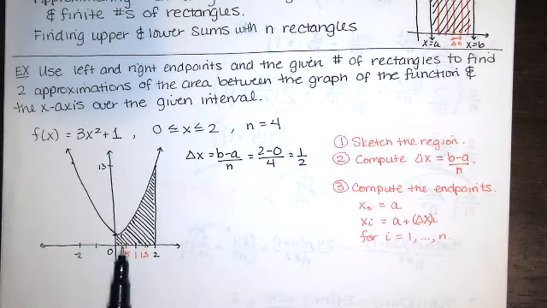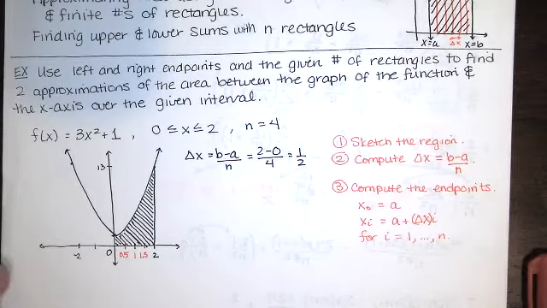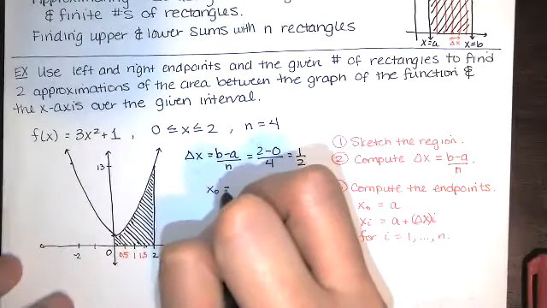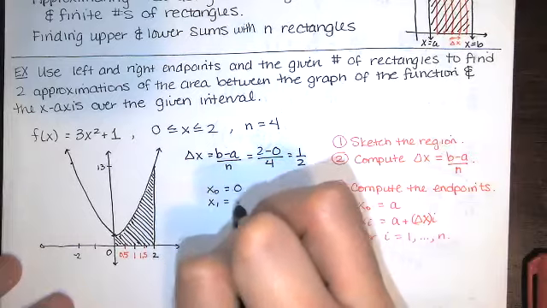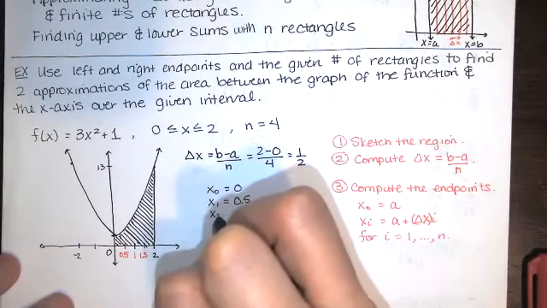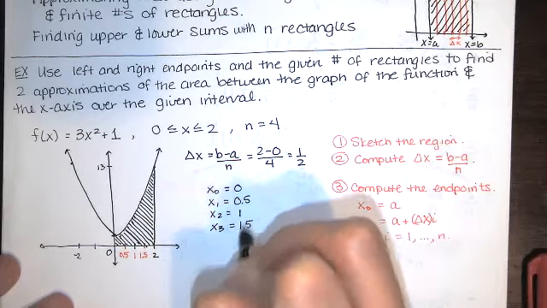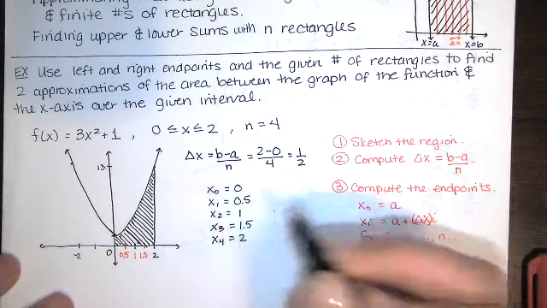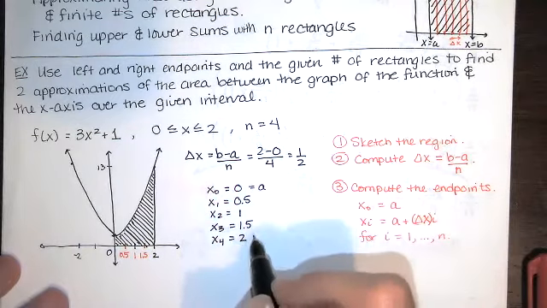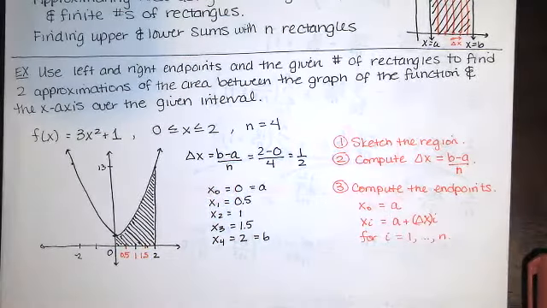We'll have that first one, x sub 1, x sub 2, x sub 3, and x sub 4. Okay, so we've got x sub 0 is 0. X sub 1, we add 1/2. X sub 2, we add 1/2 again. X sub 3, we add 1/2 again. X sub 4, we get 2. Notice that we start at A and we end at B. That's exactly as it should be.